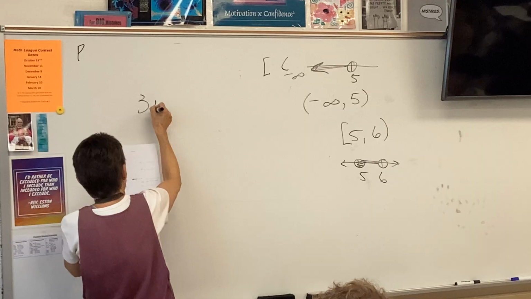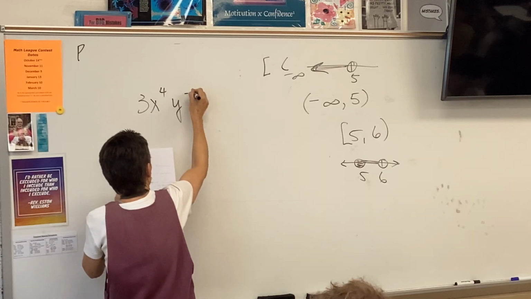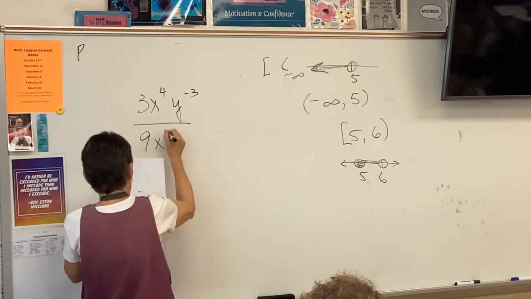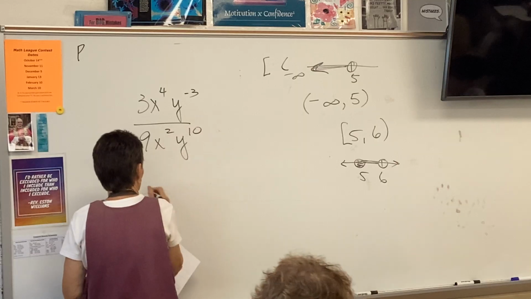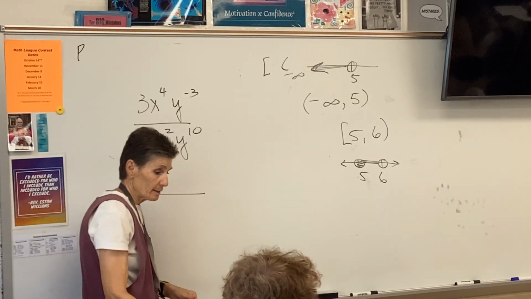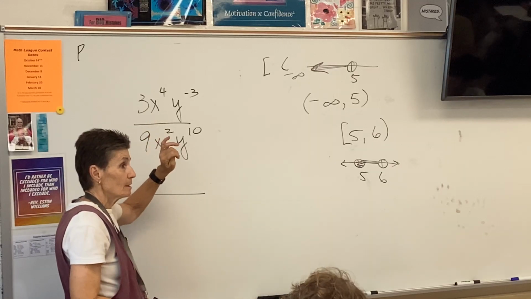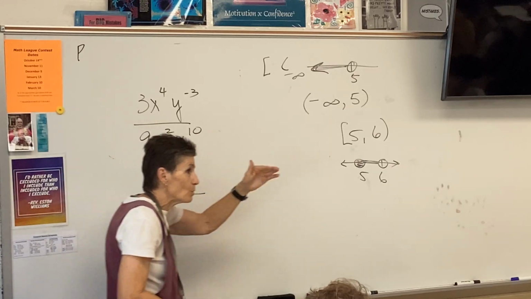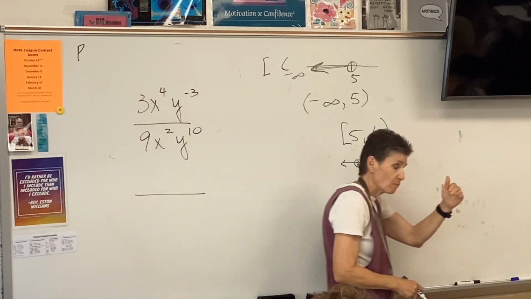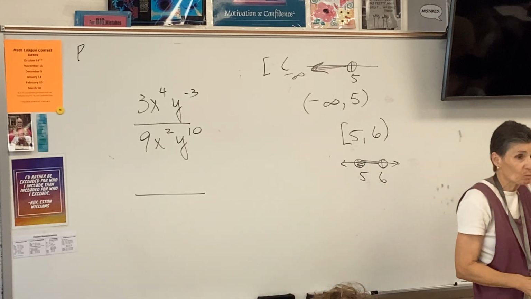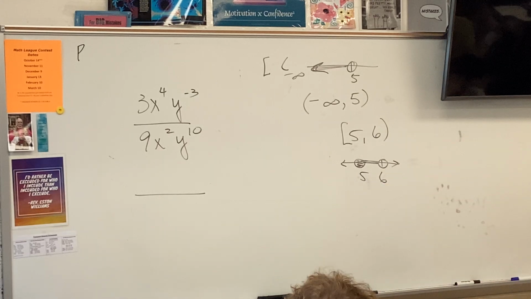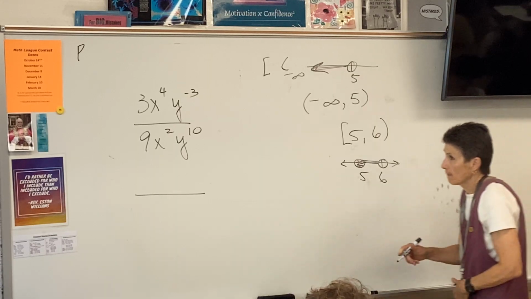Okay, now we're gonna simplify. Alright, let's just do one at a time. So we got 3 over 9. Please don't get fancy. You have 3 over 9. That's a fraction. What happens with 3 over 9? It reduces to 1/3.